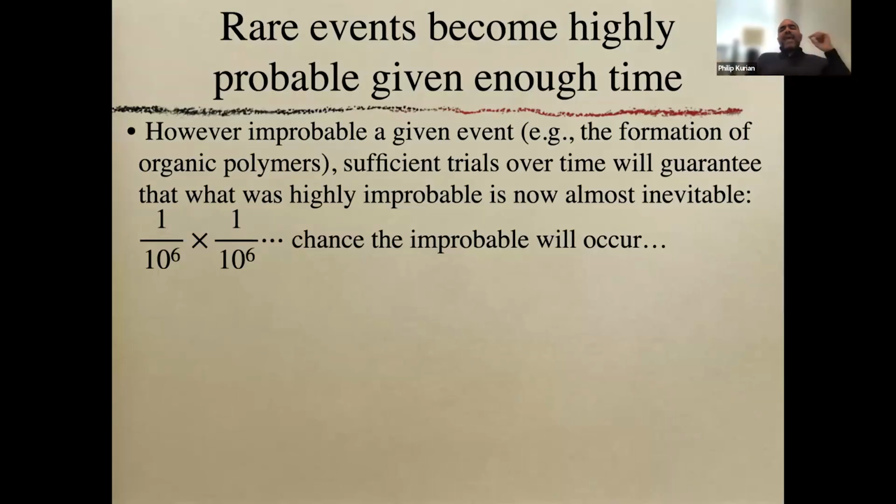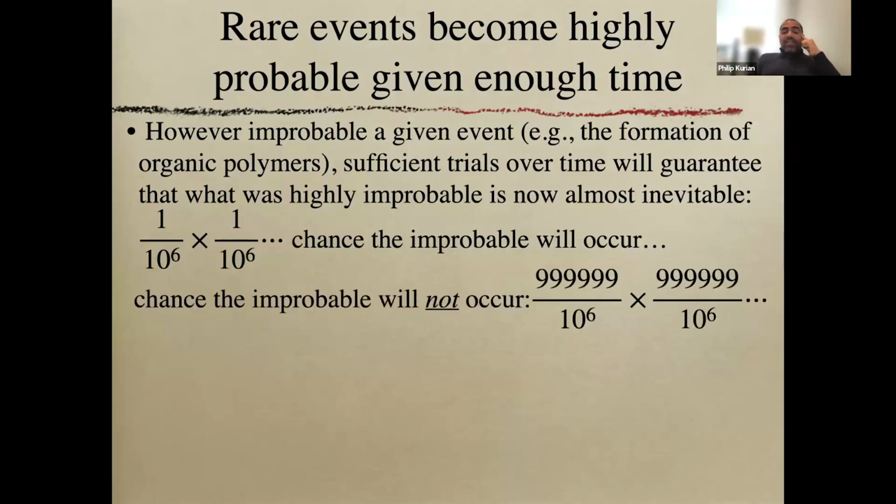But now let's say to get life going, I just need one critical event to happen. I need some critical event to get over that hump. And if I get over that hump, I don't have to do it again and again and again. And so let's think about the chance that an improbable event will not occur. So if it's 1 in a million, then it's 999,999 over a million that improbable event will not occur.